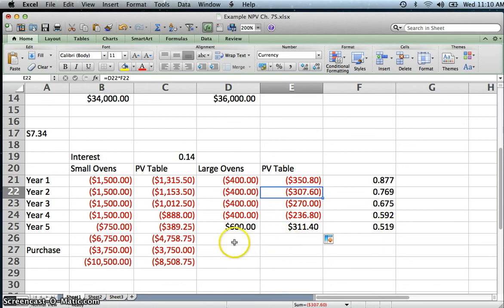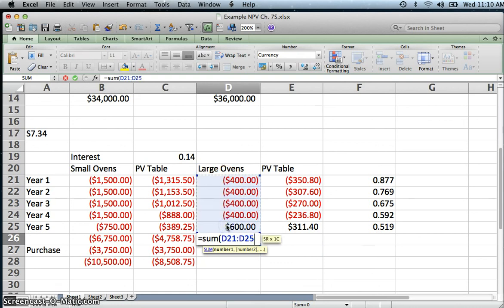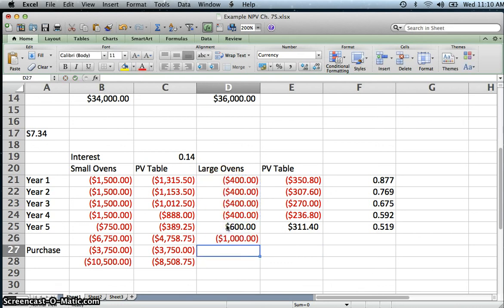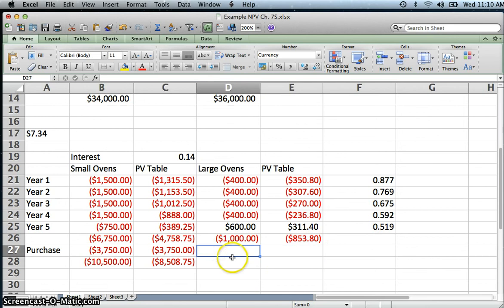But once again, we'll do this in both cases. We'll treat it as if we did not account for the time value of money. This ends up being $1,000. This one, with the time value of money, in reality only cost us $853.80. And so we can take into account now the purchase.